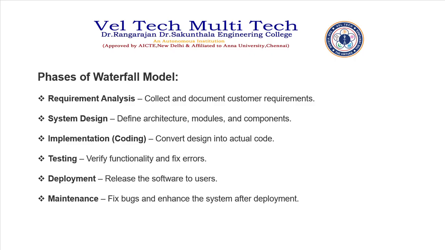Diagrammatic representation and architectural design are all done in the system design. After completing system design, we go to the next phase, implementation. That is coding. Based on the system design, based on the architectural design, we have to develop the actual code. The code is developed by the software development team. So the software development team is the most important for implementation.